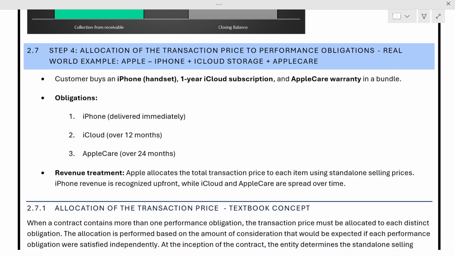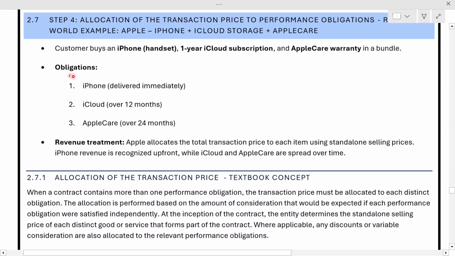Okay, now let's try to understand step 4 in revenue recognition, wherein we need to allocate the transaction price to the performance obligations. For that, let's take the example of an iPhone, where you have bought an iPhone handset. Along with that, you got a 1 year cloud subscription and Apple Care warranty within the bundle.